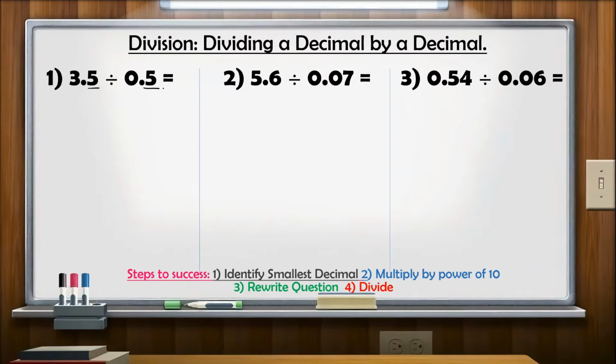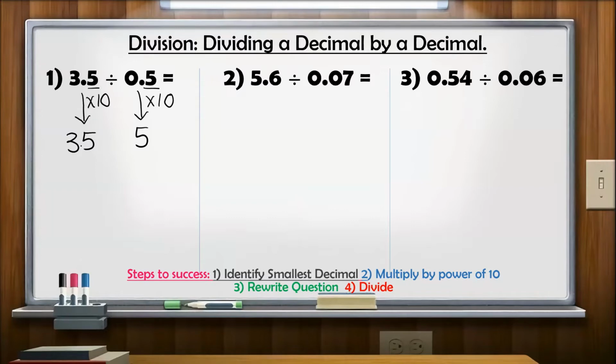This then allows me to go on to step 2. I want to get these numbers to whole numbers. So I have to multiply by a power of 10. So I will multiply 0.5 by 10 to get to 5. So therefore, I have to multiply the other side by the same amount. So 3.5 now becomes 35. And that is step 2 complete.